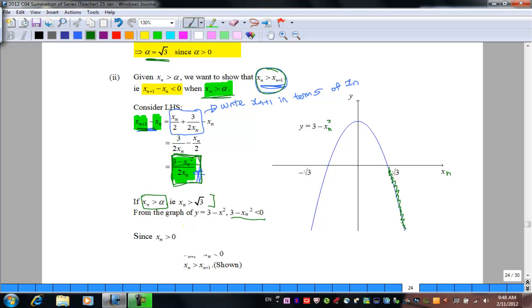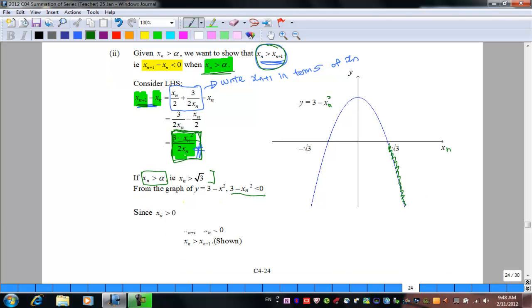So the way I write it is, if xn is more than alpha, from the graph, I can see that 3 minus xn squared will be less than 0. So I know that my numerator here, highlighted in blue, is going to be less than 0 from the graph. And that is when xn is more than root 3, which is for this part.